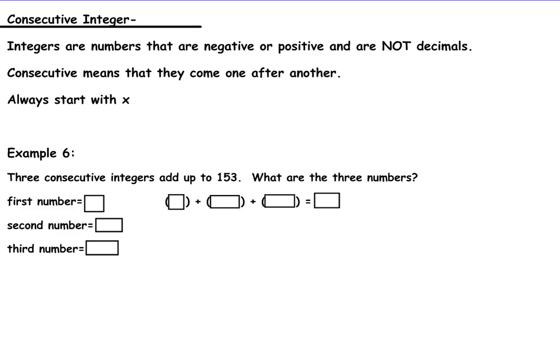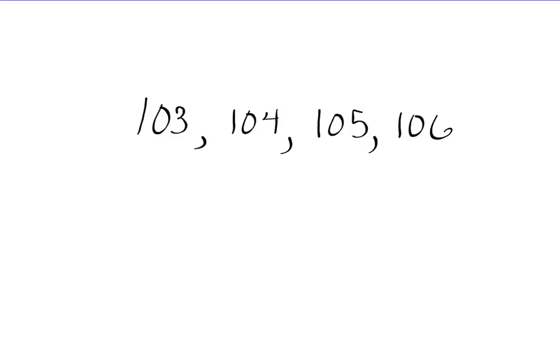So I want you to stop. We're going to look here for a second. We're going to look at what consecutive means. I'm going to write up some consecutive numbers. 103, 104, 105, 106. These are consecutive because they come one after another.